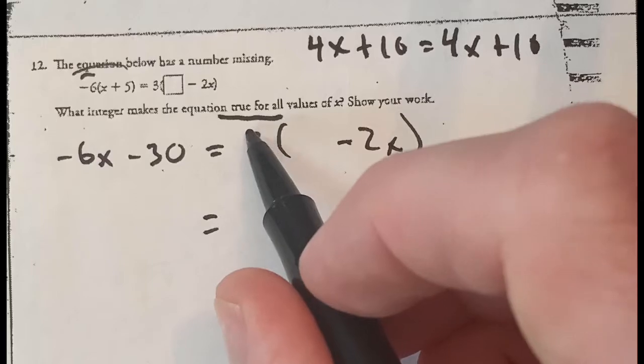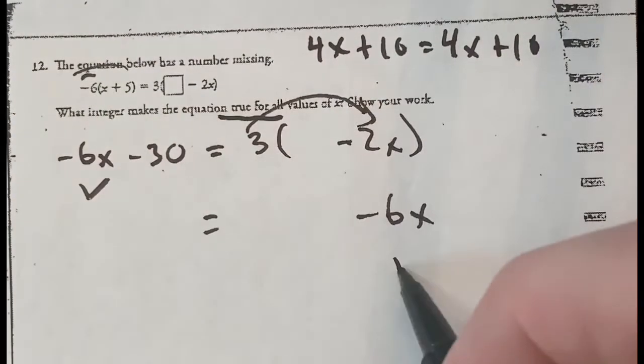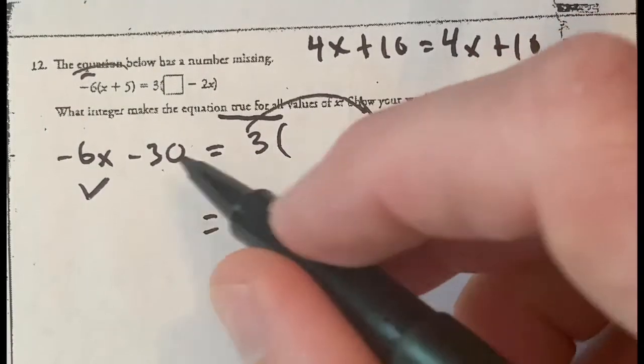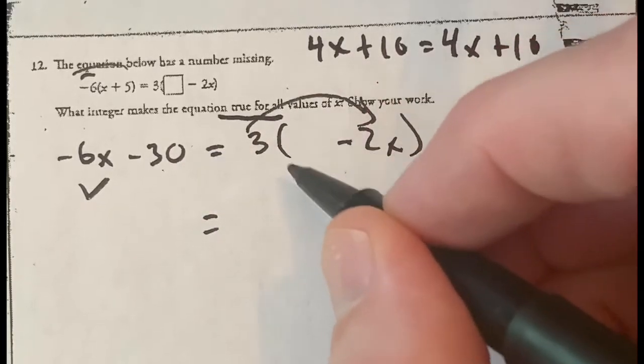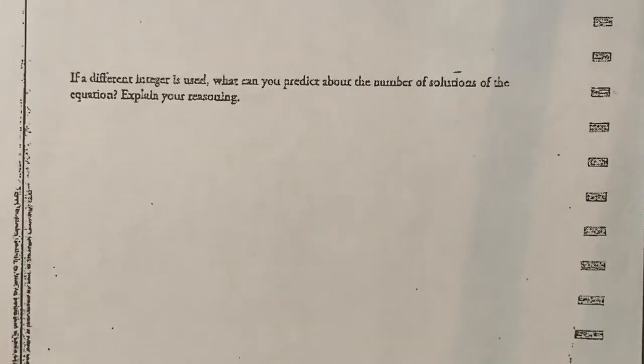And so if I distribute this 3 here, that gives me my negative 6x. So that's checked off. So you need to think of what number you're going to put in here to give you negative 30, and then that'll be the same thing on both sides. So you've got to figure that out. What number are you going to put here to get negative 30, and then you'll have the same thing on both sides. If a different integer is used, what can you predict about the number of solutions of the equation?